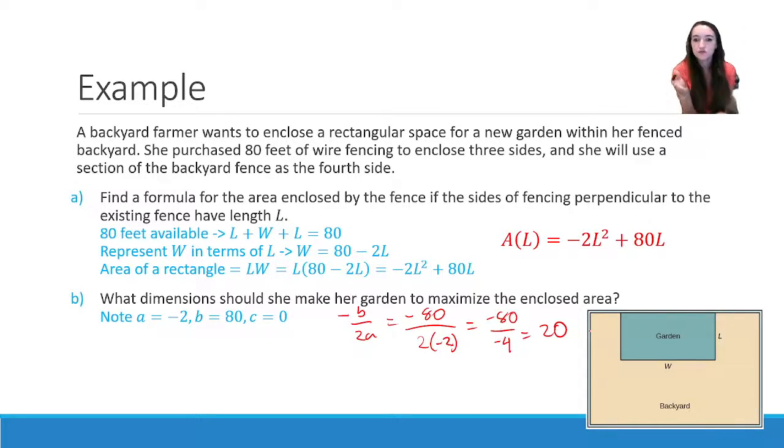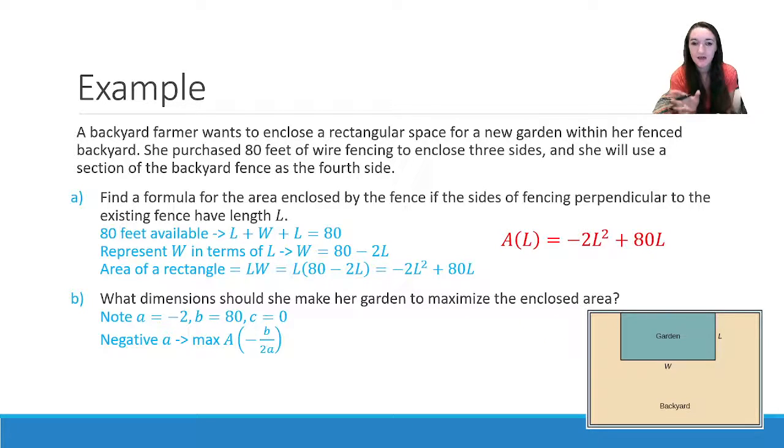So negative b over 2a is 20, but this gives me just the L value, the length that's going to get me to that maximum area, but not the actual maximum area it's asking for. I mean, it does ask for what dimensions, so we'll get there. But right now, length equals 20 is the dimension, but I still want to check myself and find that maximum area as well. So I've got that the length has to be 20.